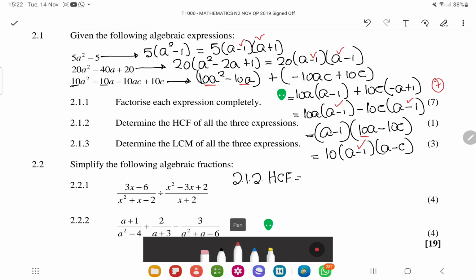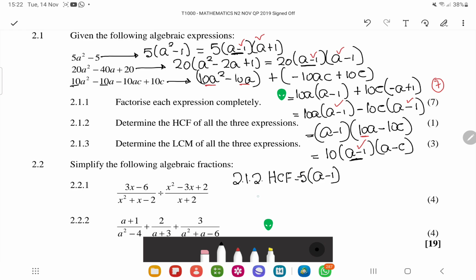If you check here, in the first term I've got a minus 1, and in the second one I have a minus 1, and in the third one a minus 1. So the common factor outside is a minus 1. Then outside, I have 5, 10, and 20, which means that 5 is the highest common factor. It can go everywhere.